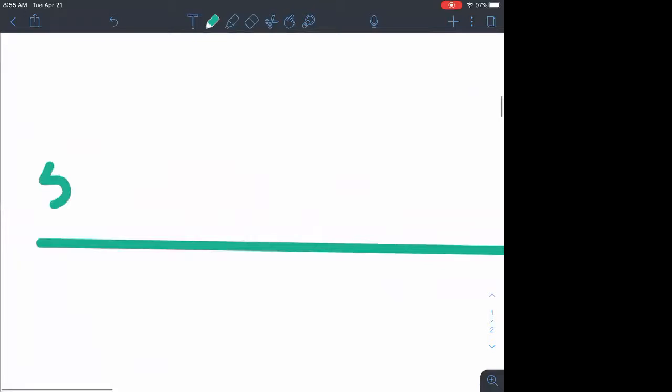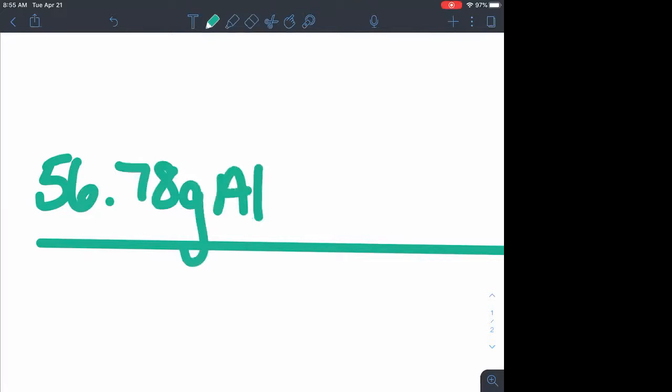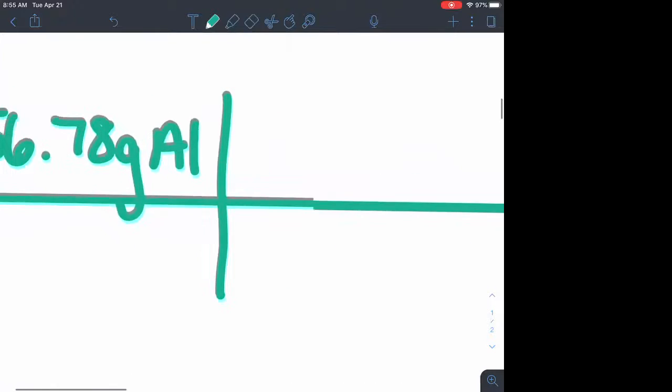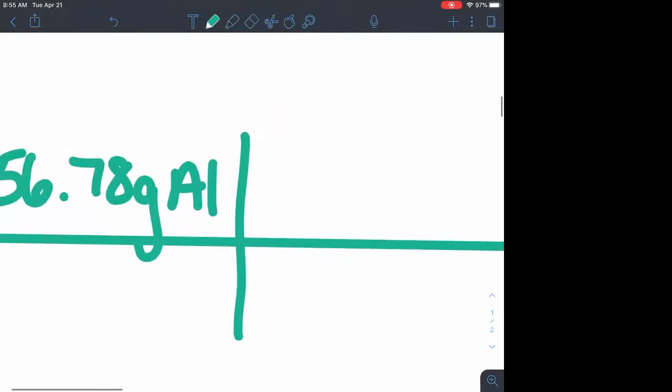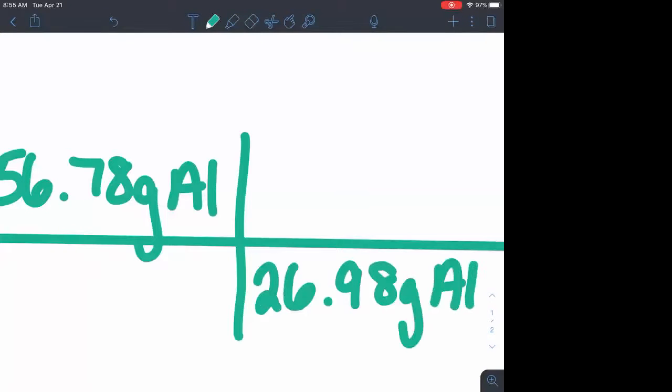And we're going to put our 56.78 grams of aluminum on the top. We're going to use our molar mass to get from grams of aluminum to moles of aluminum. So remember, the molar mass is always from the periodic table, and it's always equal to 1 mole. So 1 mole of aluminum is 26.98 grams of aluminum.